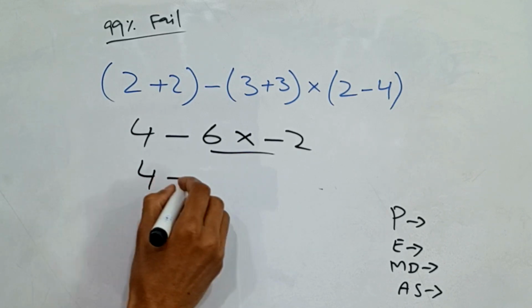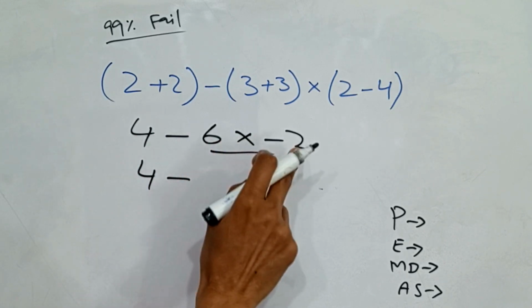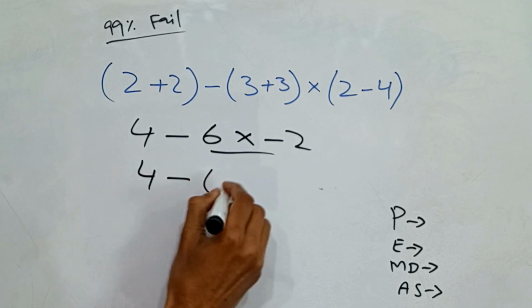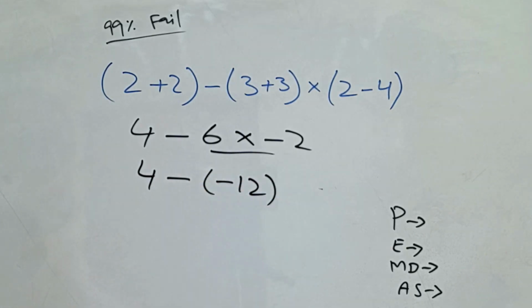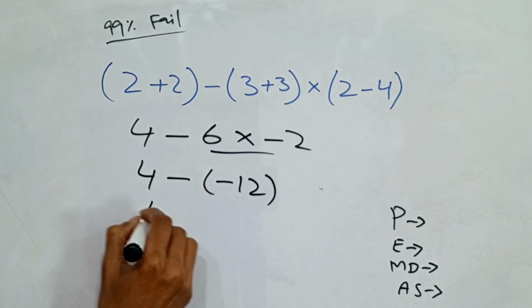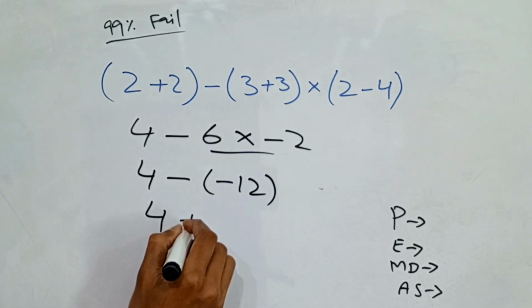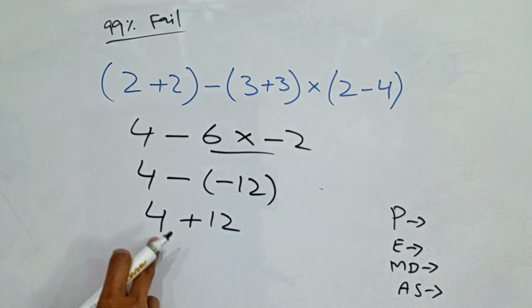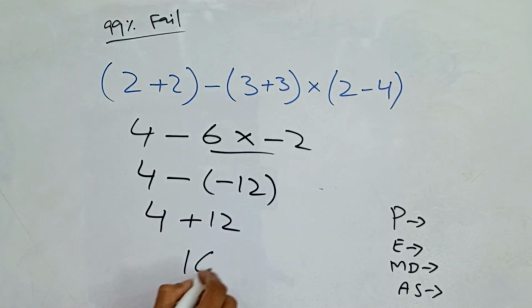So 4 minus 6 times minus 2 equals minus 12. Right? Now minus minus plus, so 4 plus 12, and 4 plus 12 equals 16.